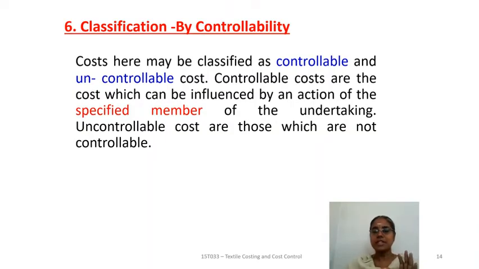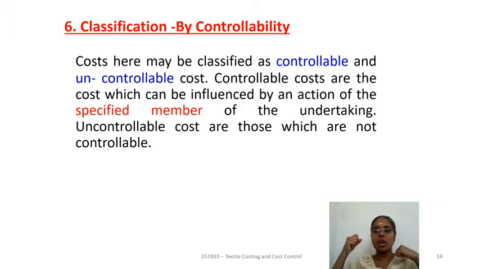So we saw five classifications: based on element, based on traceability, based on variability, based on function, and based on association with product. Now we have the sixth classification, which is based on controllability. This type of classification is not used for regular work. It is used for decision making, when you want to find where the problem has occurred, and for troubleshooting and cost control and reduction. This type of classification is important.